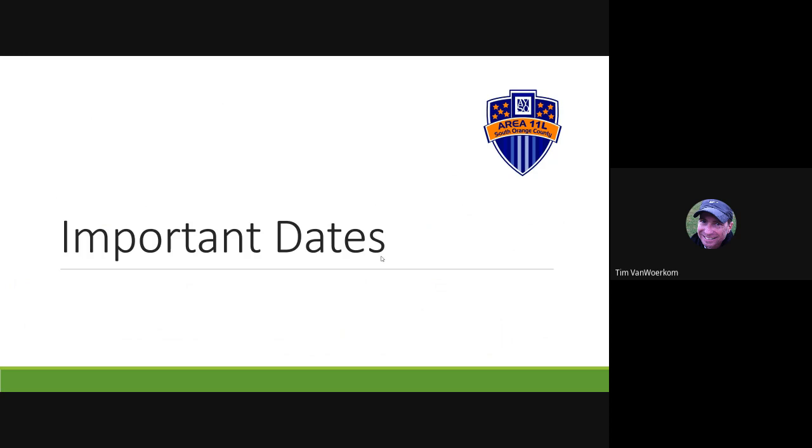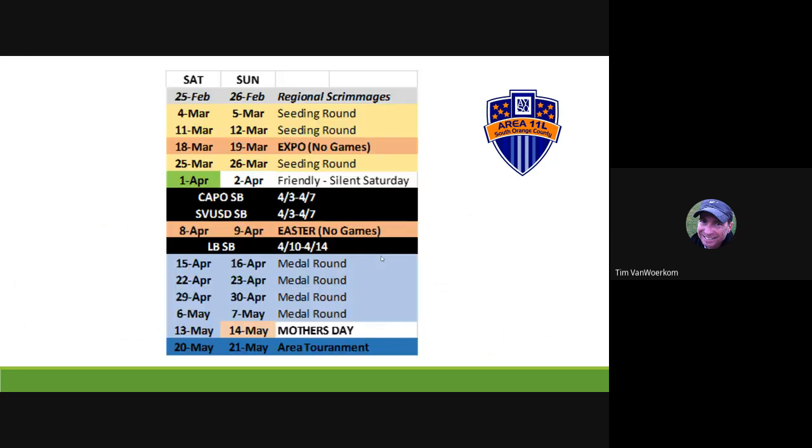Some important dates. This is what the season looks like. Season begins March 4th with our seeding round. There's no games the 3rd week of March due to Expo, which we encourage all coaches and referees to attend. Our Silent Weekend is April 1st and 2nd. There will be no games over the Easter break. And then starting on April 15th, we will reevaluate teams' placements and reflight everyone. And then we will begin our medal round on April 15th.